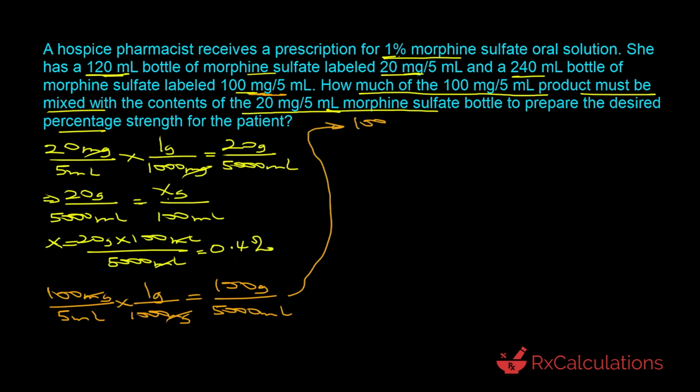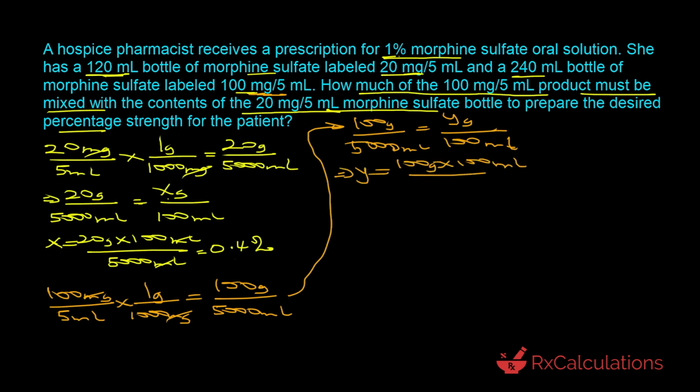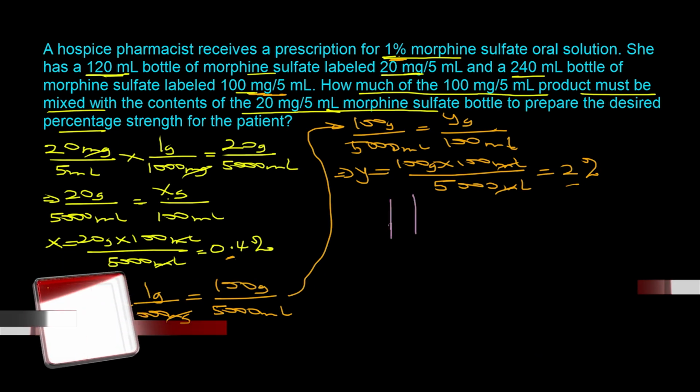So 100 grams in 5,000 milliliters should be equal to some quantity in grams over 100. When we solve for y, that will be the value we need for the percentage. So y is going to be equal to 100 grams times 100 milliliters divided by 5,000, and this gives 2. So 2%. So we have 1% that we're looking for, which is our desired concentration. We have 0.4 and we have 2%. Because our desired concentration is between those two, the best approach is to use alligation.